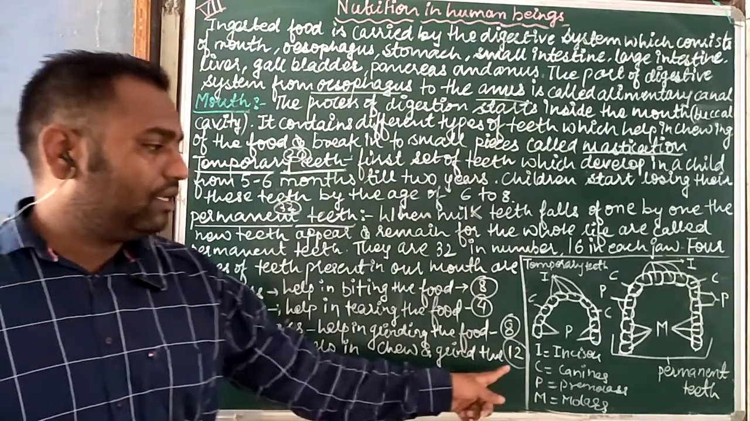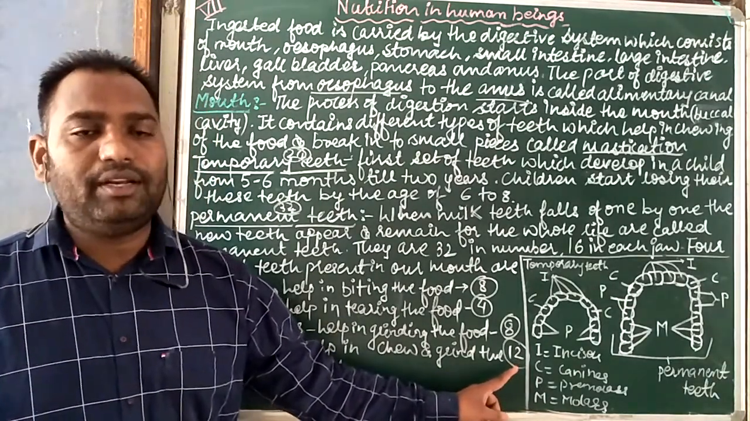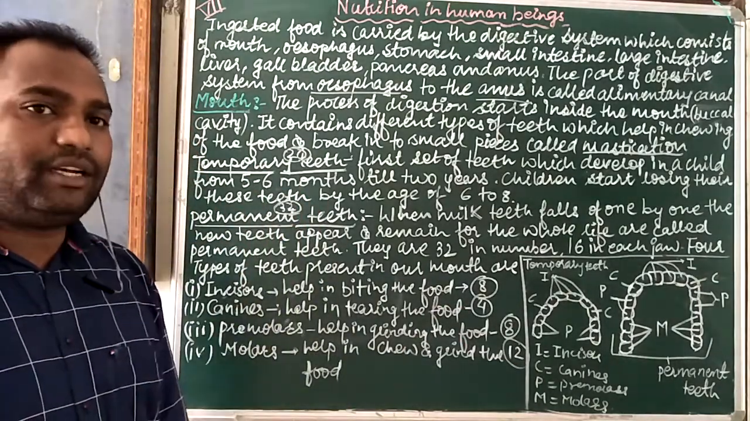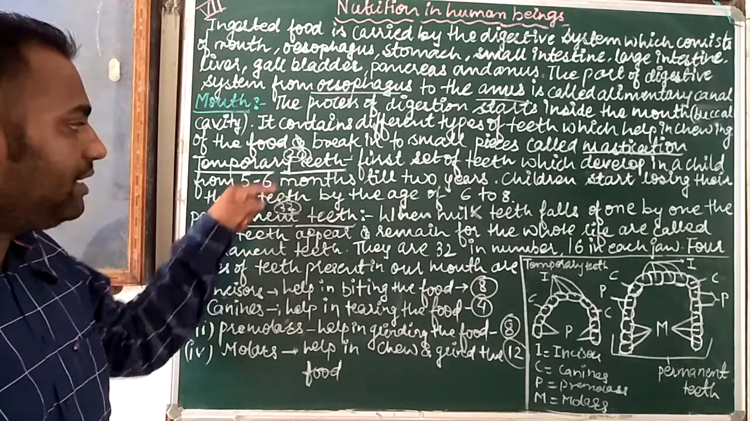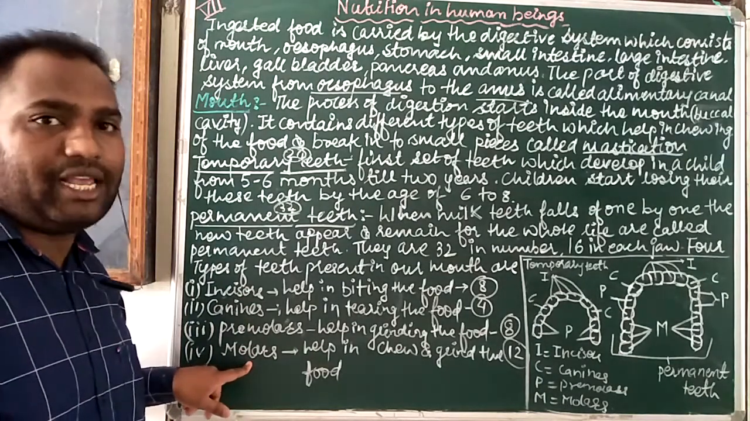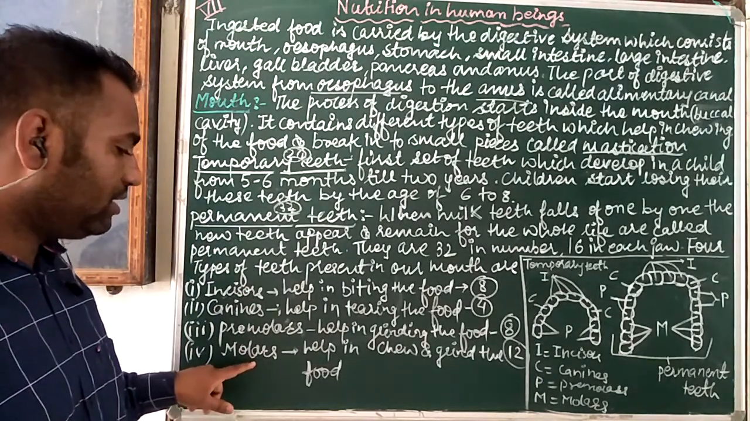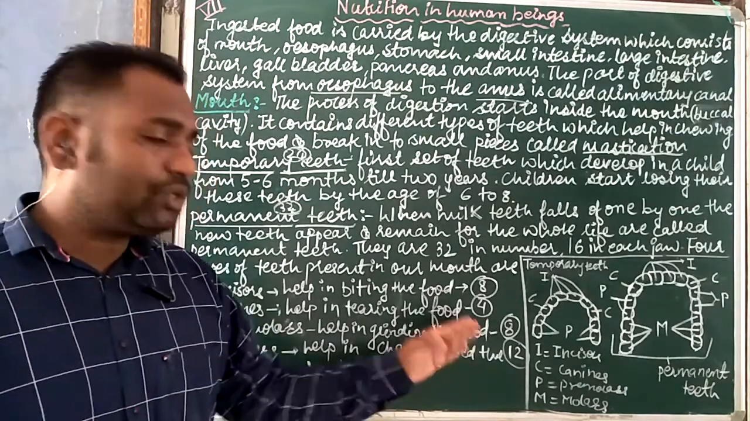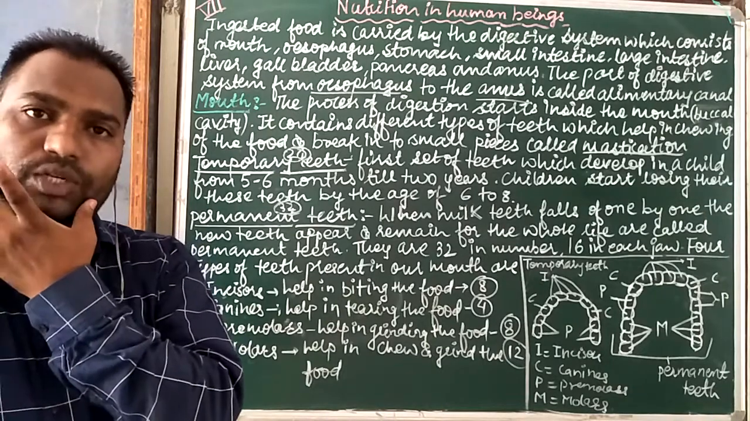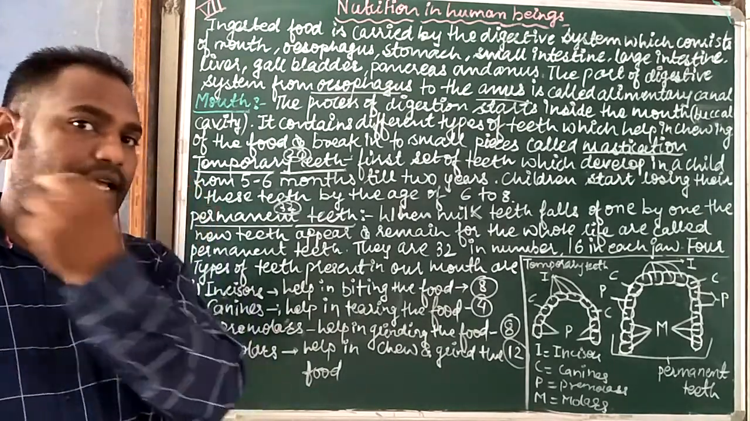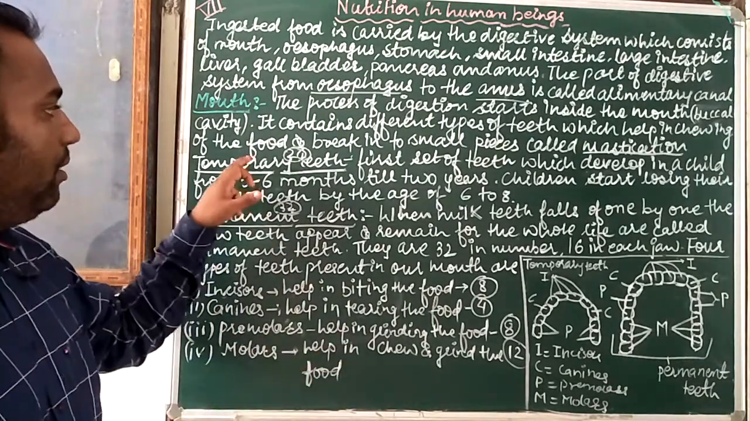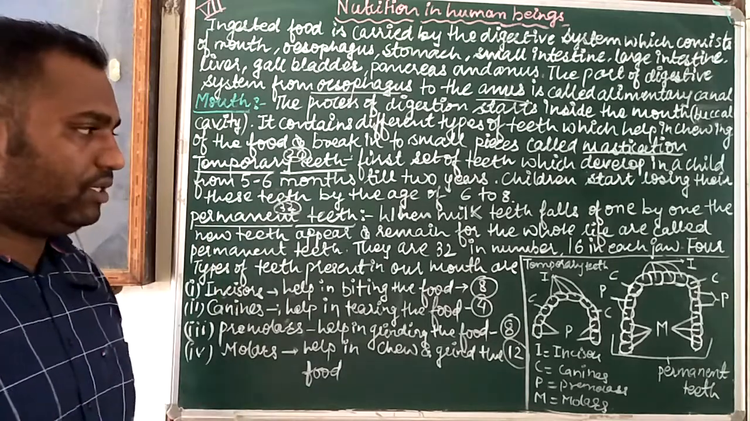Okay, so these 12 are just reduced in our temporary teeth. Temporary teeth are 20 and permanent teeth are 32. So this difference of 12 is only due to the absence of molars in children, because these last 3 in the lower jaw and 3 in the upper jaw are not present in temporary teeth, but they are present in permanent teeth.